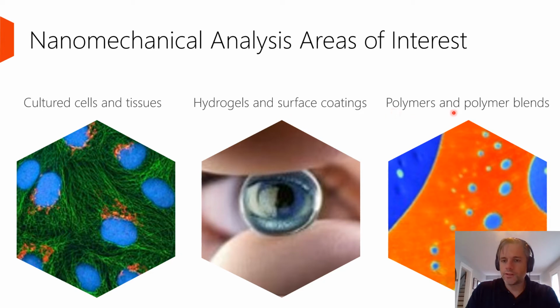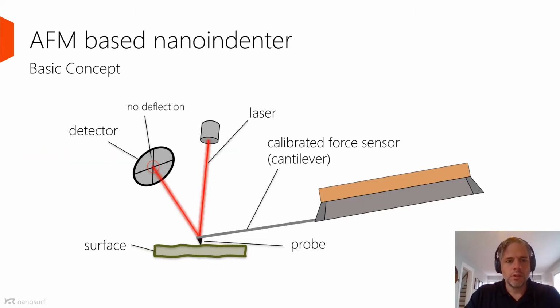And for this talk today, I'm going to be talking about polymers and polymer blends. So how the stiffness of the polymer in a mixture changes based on mixing parameters, etc. So I want to back up a little bit and talk about what exactly an AFM-based nanoindenter is. It differs a little bit from a standard indenter that you may be used to.